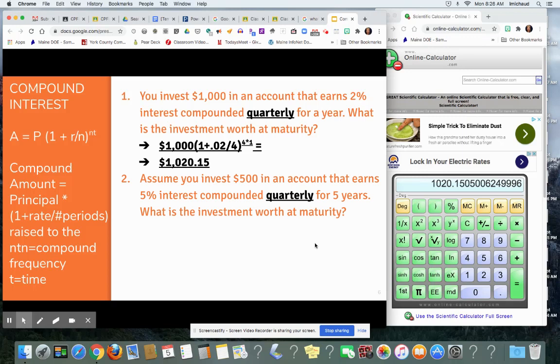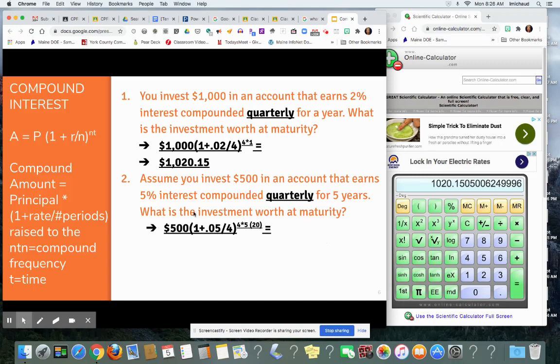So let's try number 2. Assume you invest $500 in an account that earns 5% interest compounded quarterly for 5 years. What is the investment worth at maturity? So this is at the end of the term. So you want to plug things into the compound interest formula. I've also placed it over here.